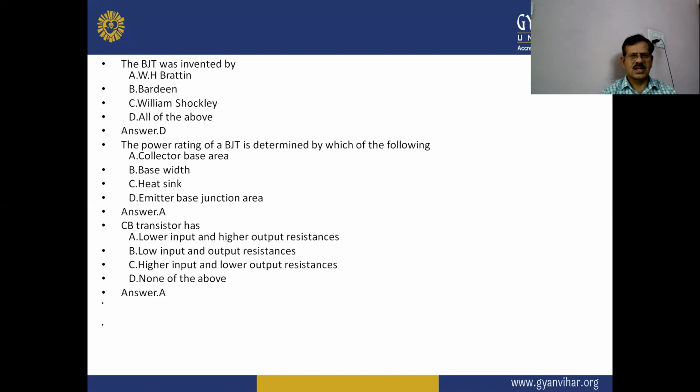So the correct answer is A. For the common base configuration of a transistor, there is lower input and higher output resistance. So the input resistance will be lower and the output resistance will be higher in the common base transistor configuration. So the correct answer is option A.